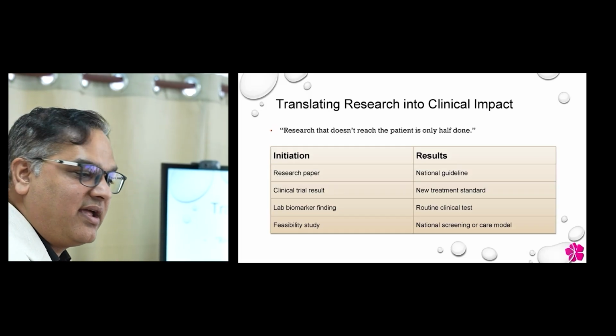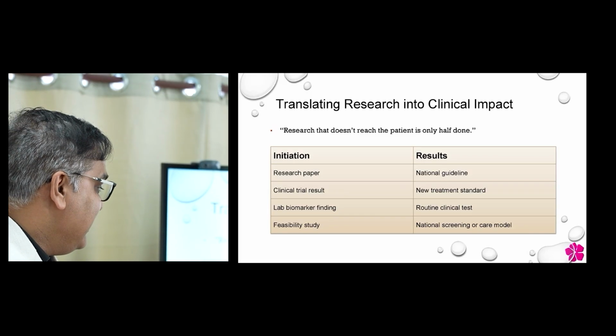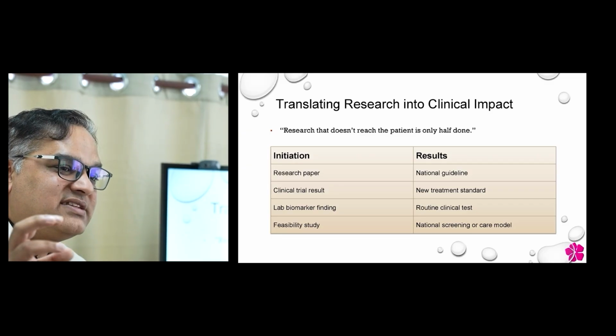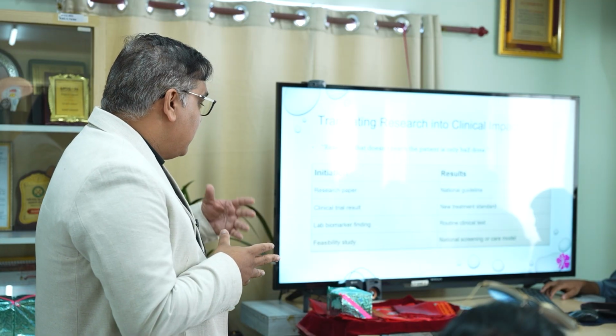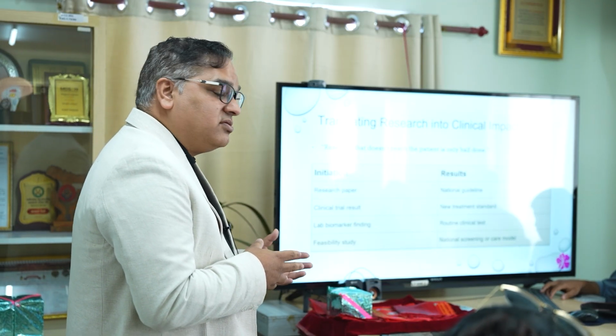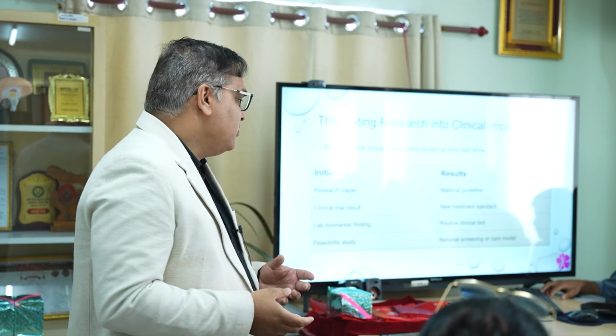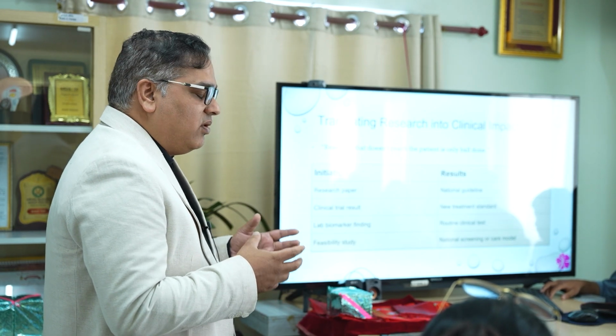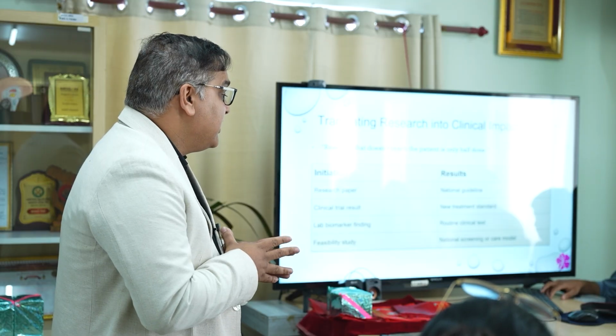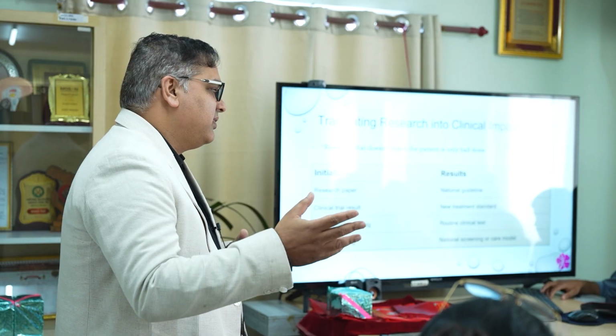When we do a research paper, our aim is that it is incorporated in national or international guidelines. If we are doing a clinical trial, our aim is to add something to the new treatment standard. If we are doing something on new biomarkers, our aim is to get it incorporated into routine clinical tests. And if we are doing a feasibility study, we want it to be included in a national screening or care model, or a full plan.